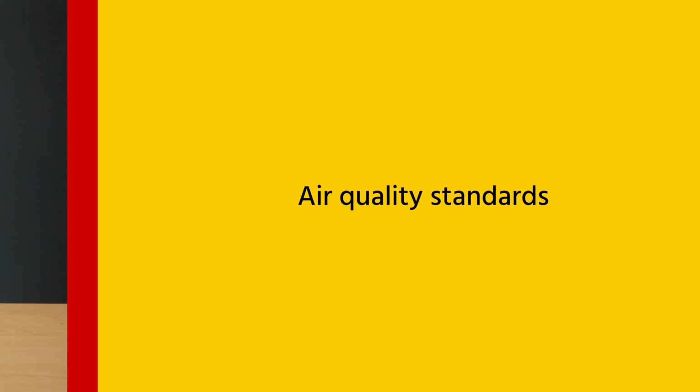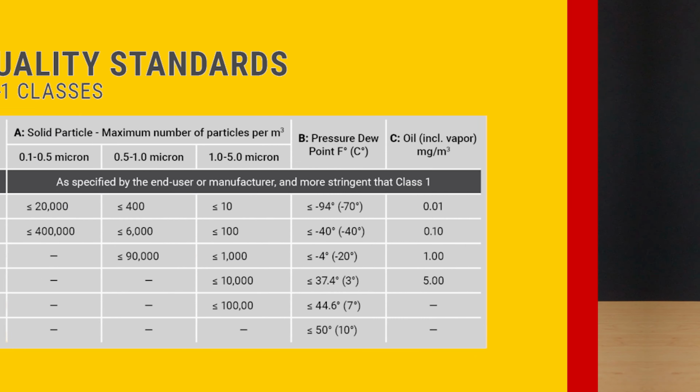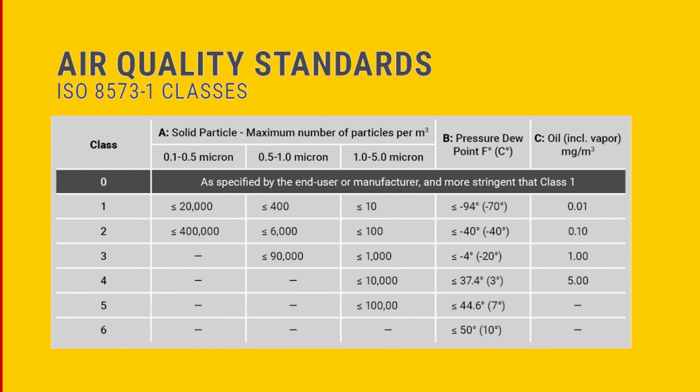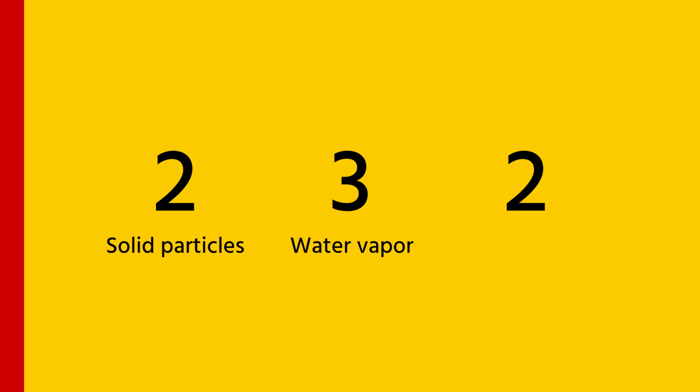ISO 8573-1 categorizes compressed air quality levels based on contaminants like solid particles, water vapor, or oil content. Each class is represented by a numeral code with a lower number indicating a higher air quality. The overall air quality level is shown as a series of 3 numbers, 111 or 232, corresponding to the solid particles, water vapor, and oil content classes respectively.